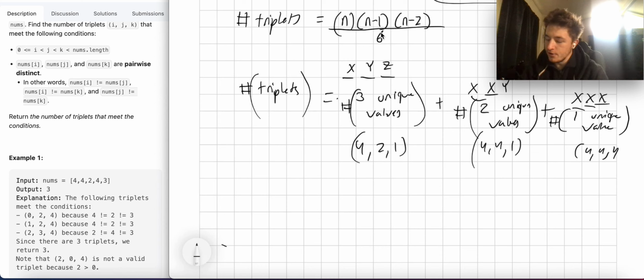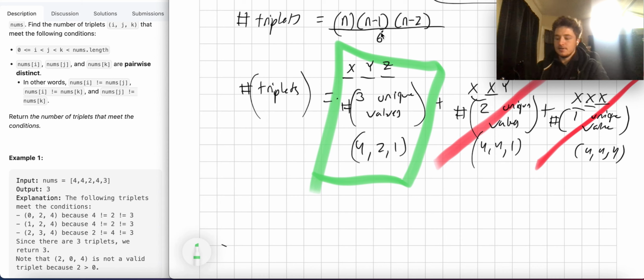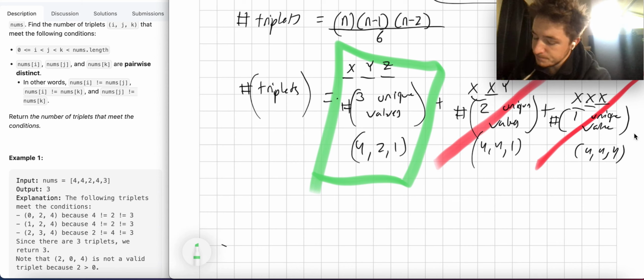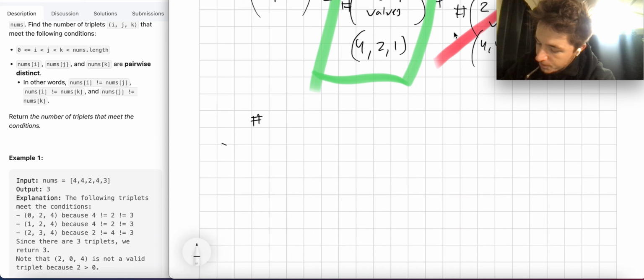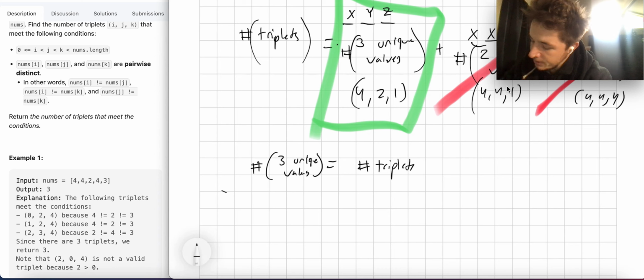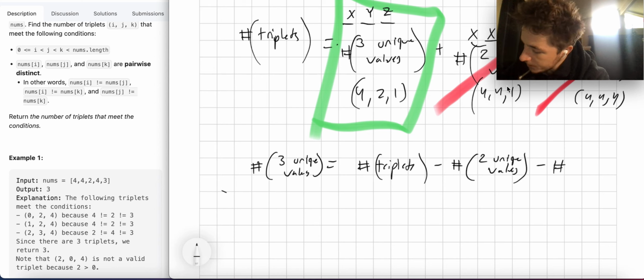Now, we don't want to consider those last two cases, because our answer is the 3 unique value system. That's our pairwise distinct. So we have the total number of triplets that we can get, which is this, and we want the 3 unique values. So the 3 unique values equals this minus the 2 unique values minus the 1 unique value. I'm just doing algebra here, or arithmetic. The number of triplets minus the number of 2 unique values minus the number of 1 unique values.